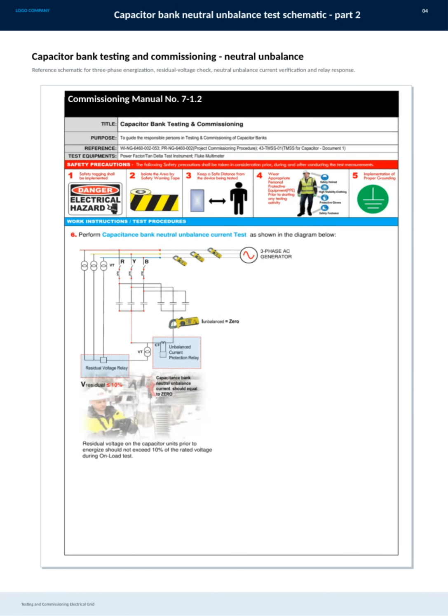Here we have the schematic for the capacitor bank neutral-unbalance test, an essential part of the testing and commissioning process for electrical grids. This diagram serves as a reference for performing three-phase energization, ensuring the system is correctly powered up. It also guides us through checking residual voltages, which helps identify any lingering imbalances. Most importantly, it shows how to verify the neutral unbalance current and monitor the relay response to confirm the system's protection mechanisms are functioning properly. This step is critical to maintain grid stability and prevent potential faults during operation.